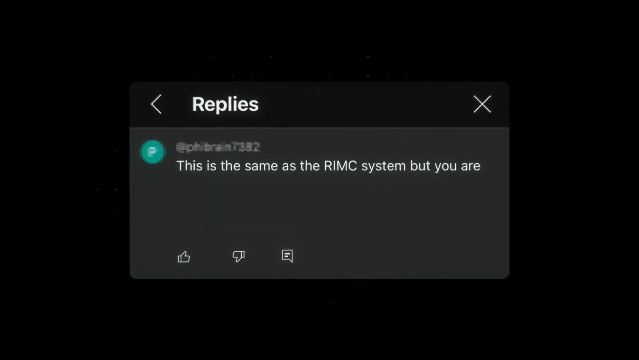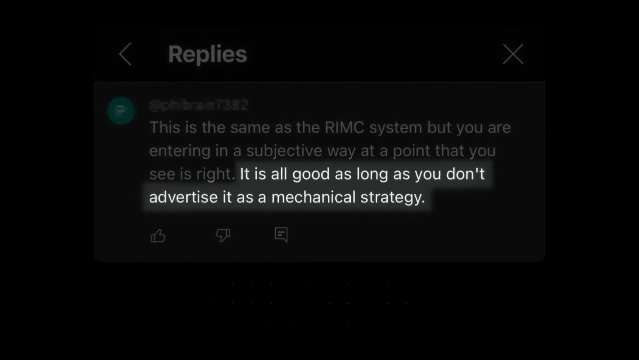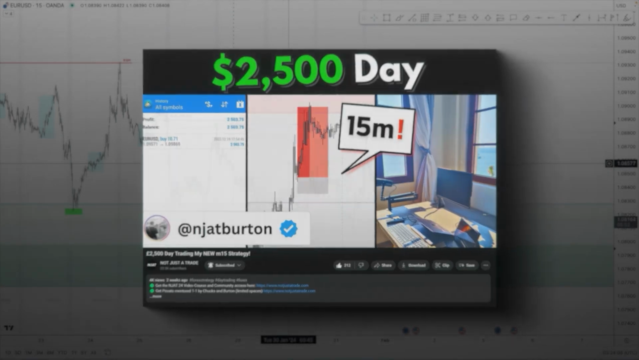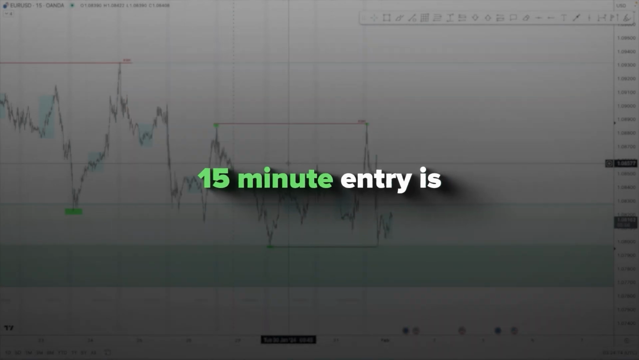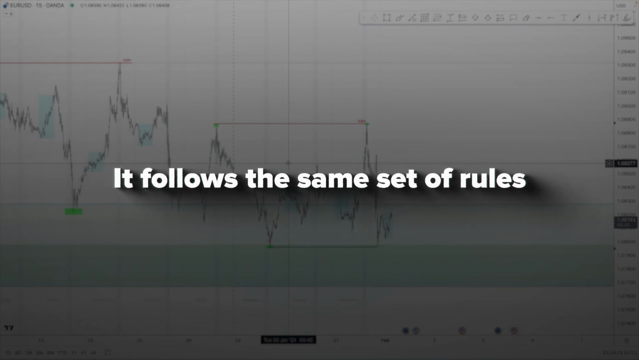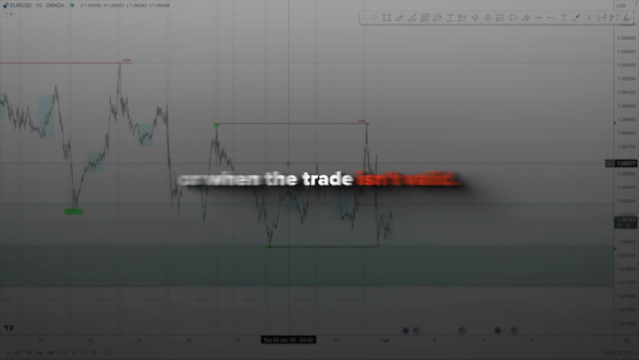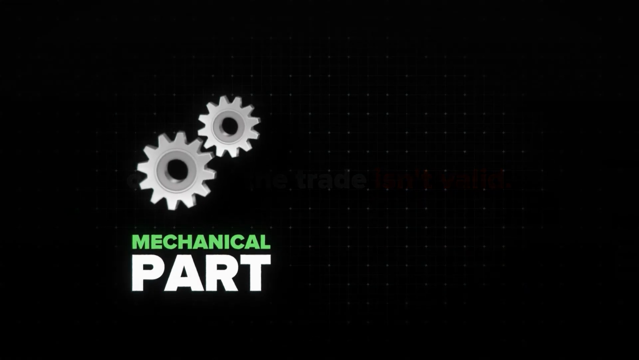Someone the other day commented on one of my videos saying that the entry isn't mechanical, so I can't say it is, even though in the video I didn't even talk about the entry. So let me clear this up, right? 15-minute entry is 100% mechanical. It follows the same set of rules to enter the trade and a clear set of rules of when not to enter the trade or when the trade isn't valid.